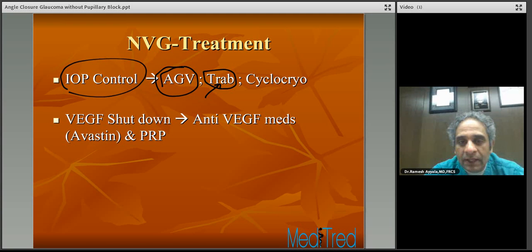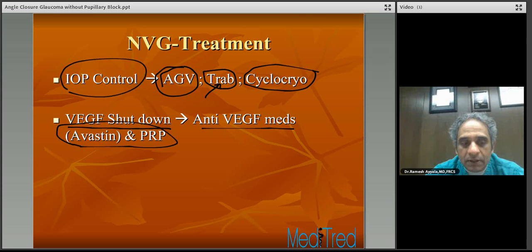Cyclocryo, if a patient is blind and is in a painful situation secondary to neovascular glaucoma, is an alternative that can be tried. If you do choose the cyclocryo pathway, you may want to extend the cryo to the peripheral retina also, in order to control the VEGF production. So to shut down the VEGF production, you want to use the anti-VEGF medications such as Avastin in combination with PRP, and that controls the neovascular glaucoma episodes.